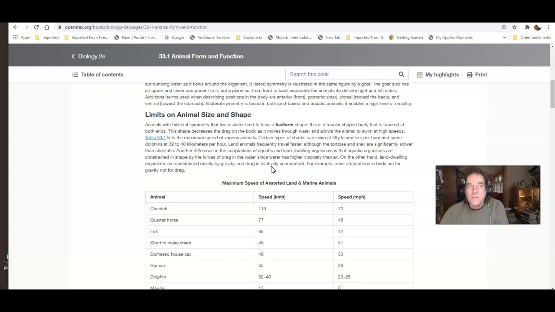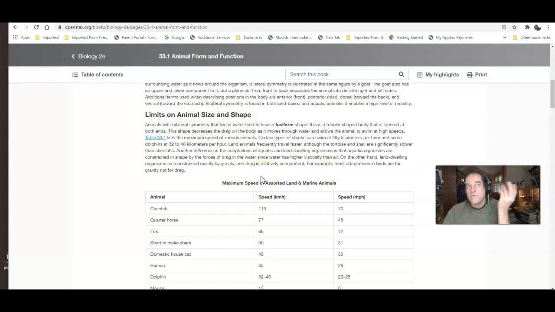And of course, elephants can trot along quite quickly. They sort of gamble along pretty quickly, but they can't run like a horse can because of the large size. So they're constrained to a slower relative speed, compared to their body size, than a smaller animal would be capable of. So this is kind of the idea of limits on animal size and shape.